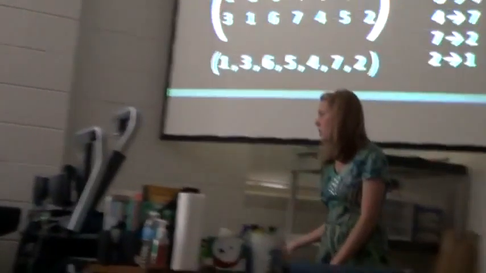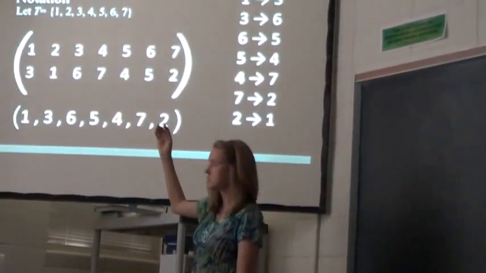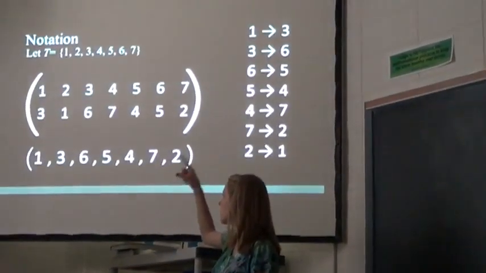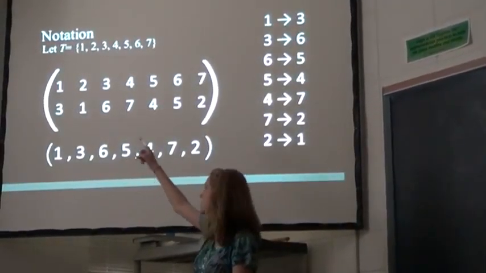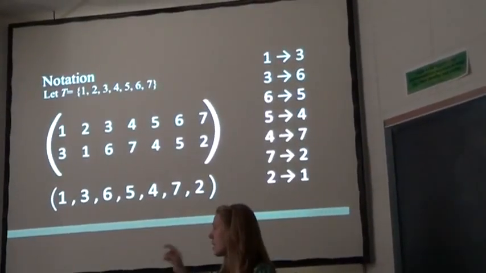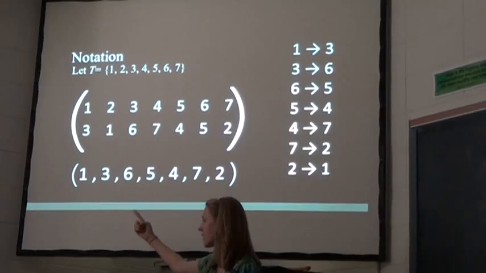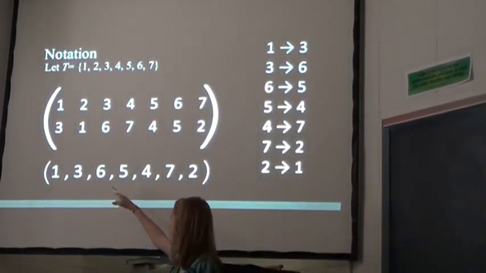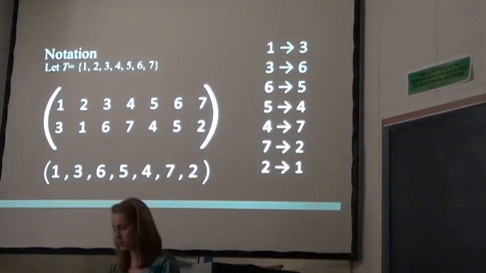And this brings us to our notation. The top one is one I'm not going to be using so much for this presentation, but you can see that the input is lined up at the top row, and the output is in the bottom row, where 1 goes to 3, 2 goes to 1, 3 goes to 6. But the more concise way to notate this is a cycle notation right here on the bottom, where 1 goes to 3, 3 goes to 6, 6 goes to 5, all the way until you have 7 goes to 2, and then back around 2 goes to 1.